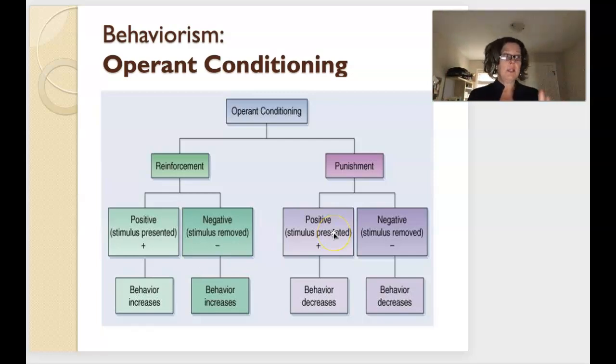On the punishment side, a positive punishment is I could set up an apparatus that when your paper has an incorrect APA, it gives you a mild electric shock. That would be kind of fun. Maybe I should try that. So that's a positive. I'm adding in a shock when you do not do your APA correctly.